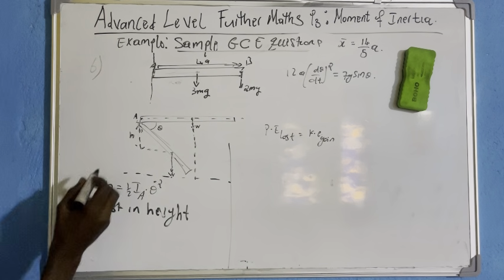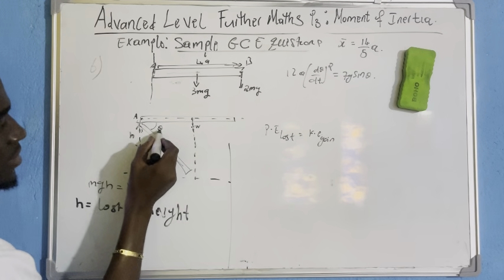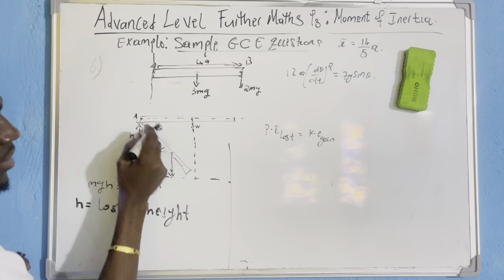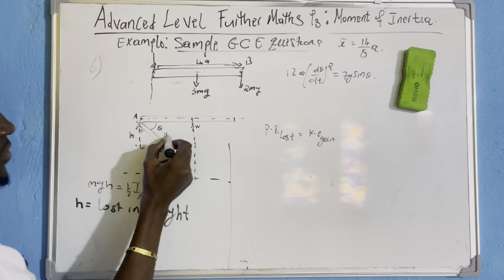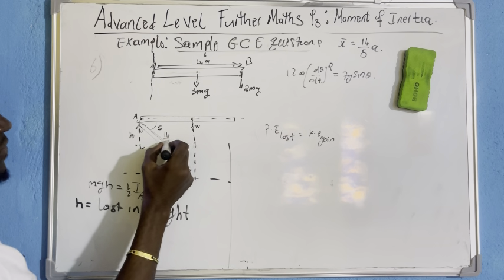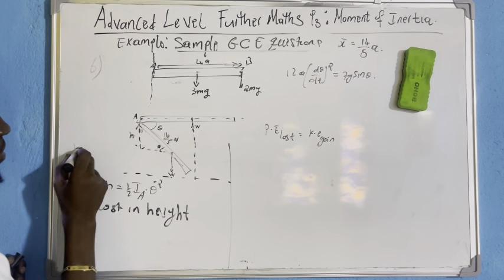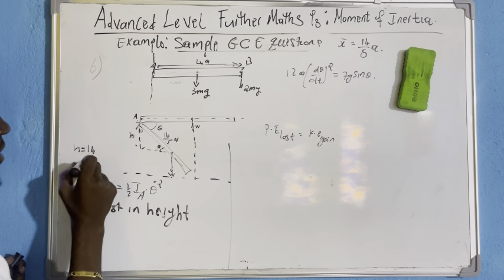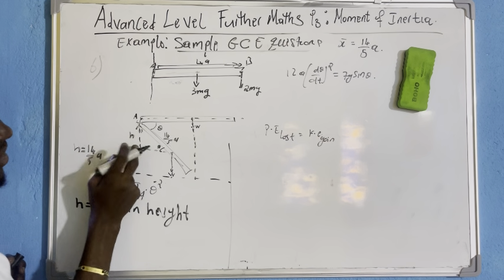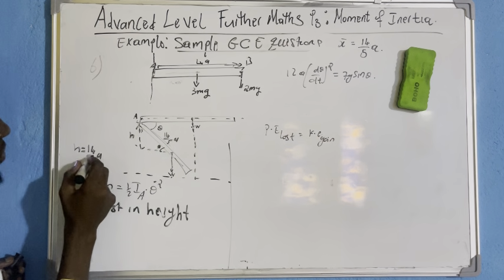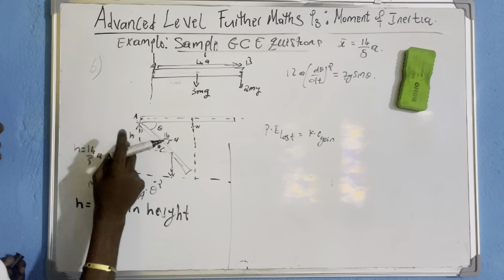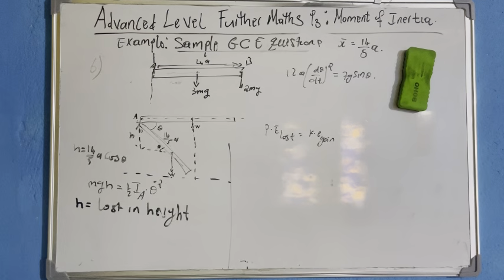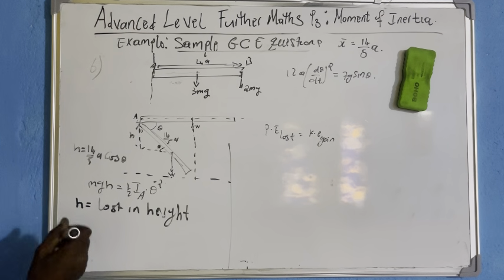Now to calculate this loss is very easy. Look at here, this theta, this is the theta here again. And another one, the distance from here to the center of mass is 14 all over 5a. It means that this h is simply equal to 14 all over 5a. Since h is the opposite side of the angle, it will be 14 all over 5a cos theta. Opposite, we use cos theta. As simple as that, I have the value of h.